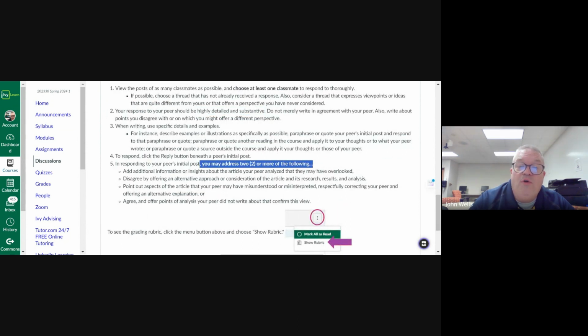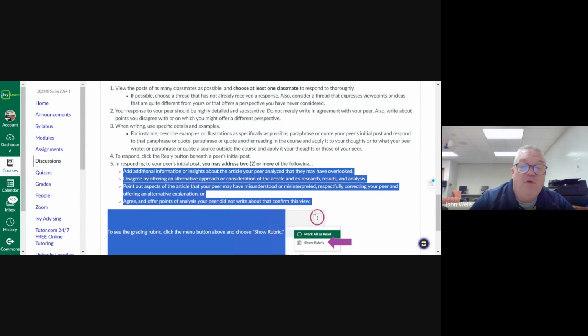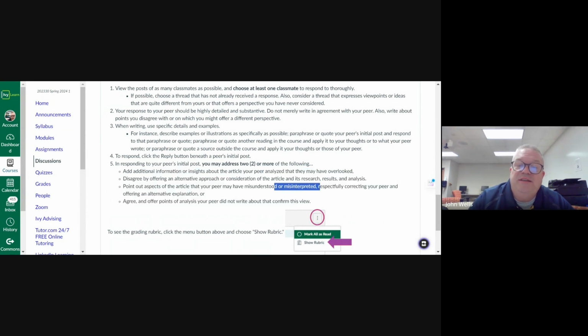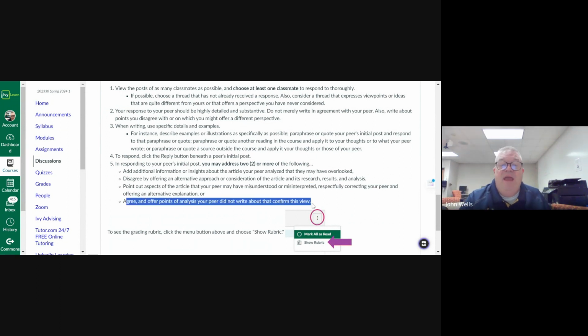Address two or more of the following questions. And so we have 4 questions down here that you can get. For instance, what did they miss? Right? What did they miss? Disagree by offering an alternative viewpoint. In other words, I see it meaning this, or this is how I might interpret it, or maybe this is another way of looking at it, right? Maybe that there's some places that, are you sure you saw this the right way, right? And then agree and offer points of analysis that they may not have used or utilized in that agreement, right?